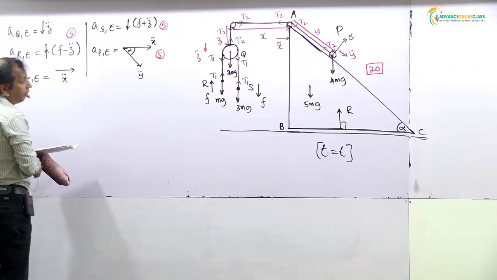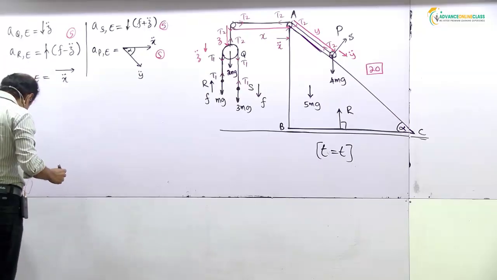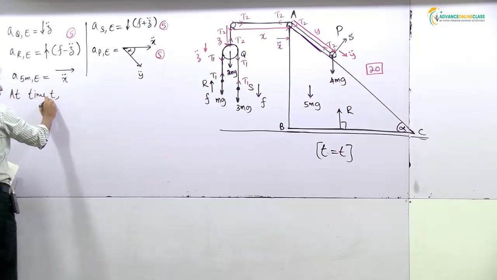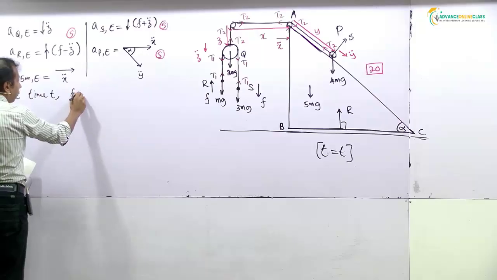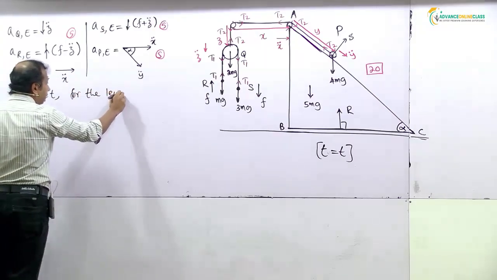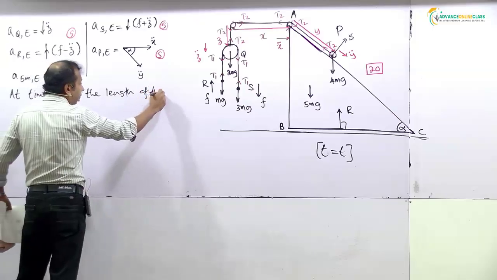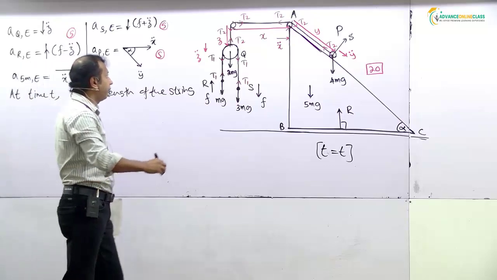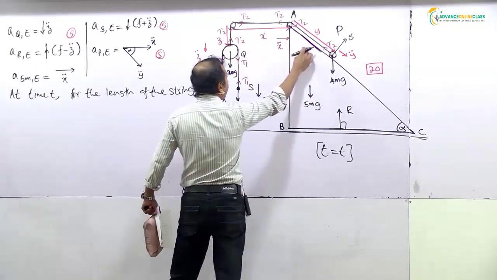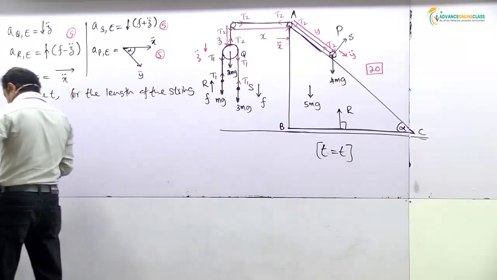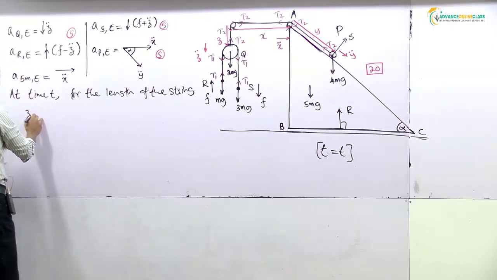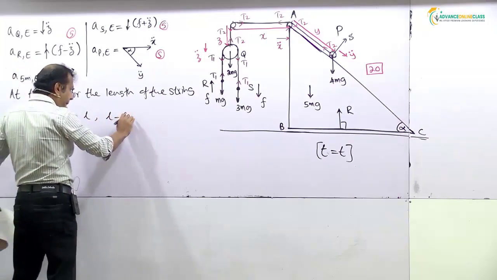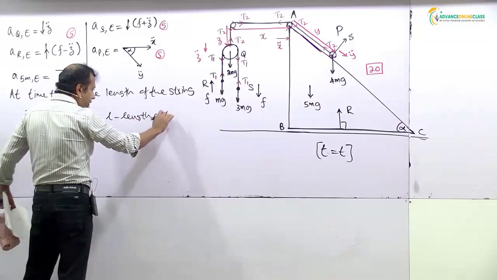Now, the first equation we write, at time t, for the length of the string. What is the length? Z plus x plus y. Z plus x plus y equals L. What is L? Length of the string.